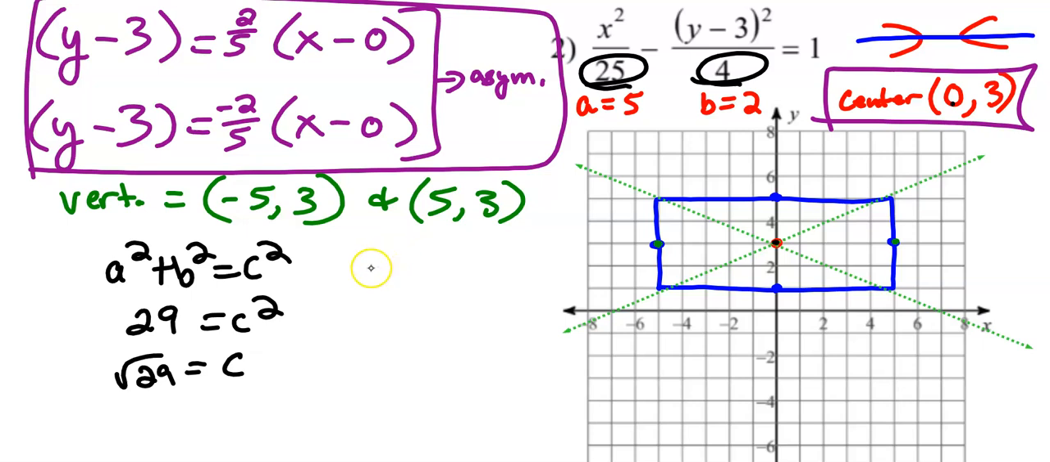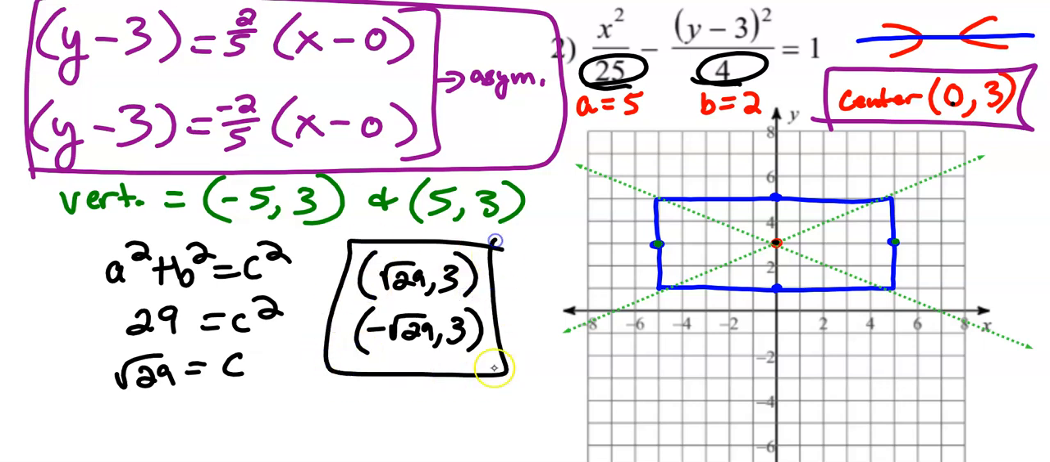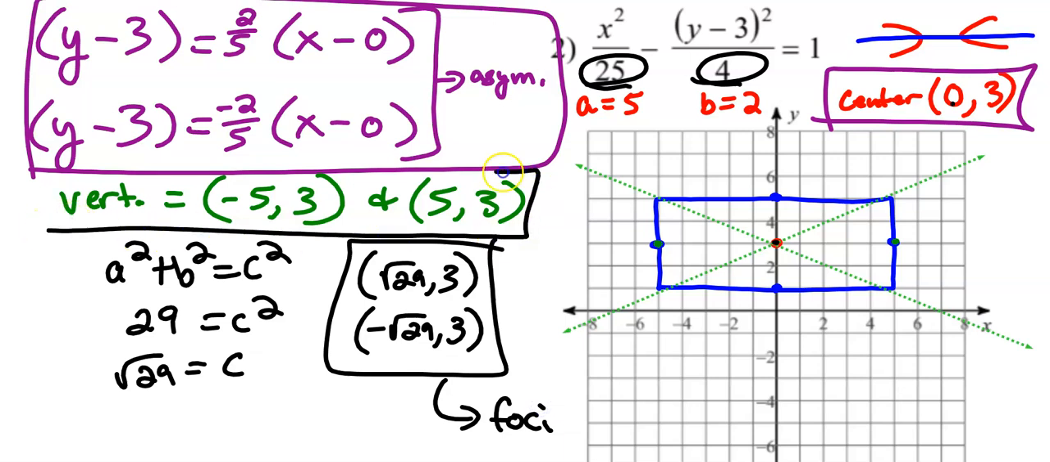So I'm going to be adding and subtracting from the x value there. So if I add root 29 to 0, I get root 29. And if I subtract it from 0, I get negative root 29. And the y value stays the same at 3. This right here is going to be my foci. Don't forget your vertices are right here. That's everything they asked for.